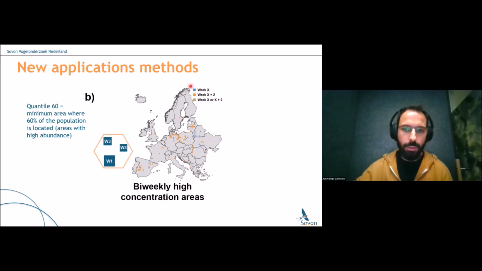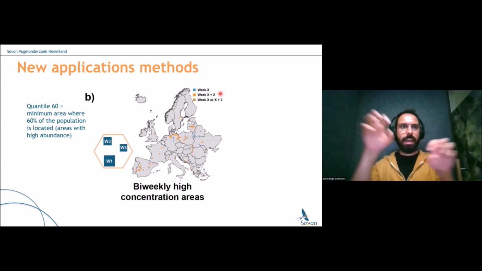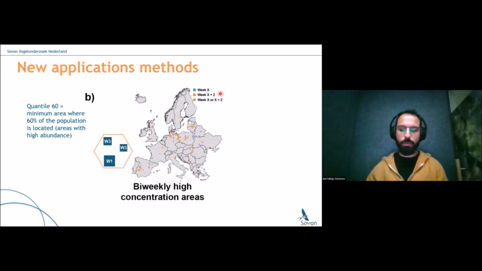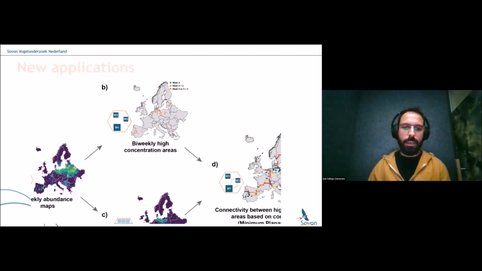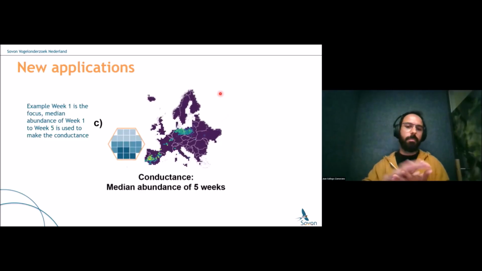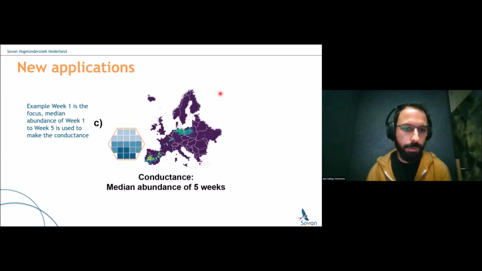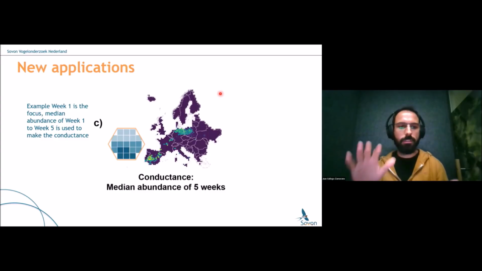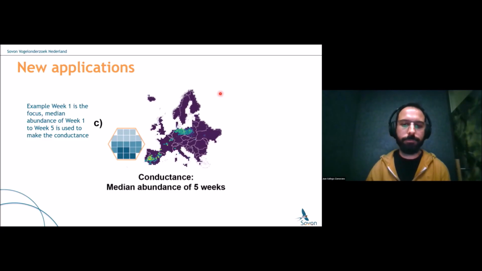So we got that quantile 60 for week X, which can be week number 1, and you can see the points in blue, for example. Then we can get the same thing for 2 weeks after, or 3 weeks after, or any time after. That creates certain high concentration areas that we can observe over the course of the year. And we can also know the mean or median abundance over a certain time period. In this case, we got the median abundance of 5 weeks to create a so-called conductance layer, which tells you more or less the pathways that the birds follow.